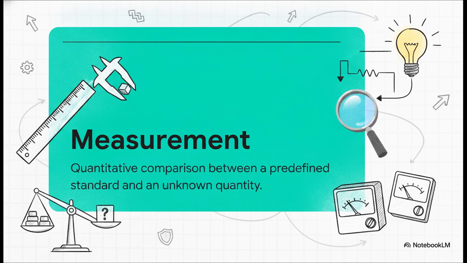To kick things off, let's just get our terms straight. Measurement is officially defined as the act of a quantitative comparison between a predefined standard and an unknown quantity. Sounds a bit formal, sure, but this single concept is the absolute bedrock of all science and engineering. Without proper measurement, there's no tech, no advancement, and definitely no safety. Everything, and I mean absolutely everything, relies on this simple act of comparison.